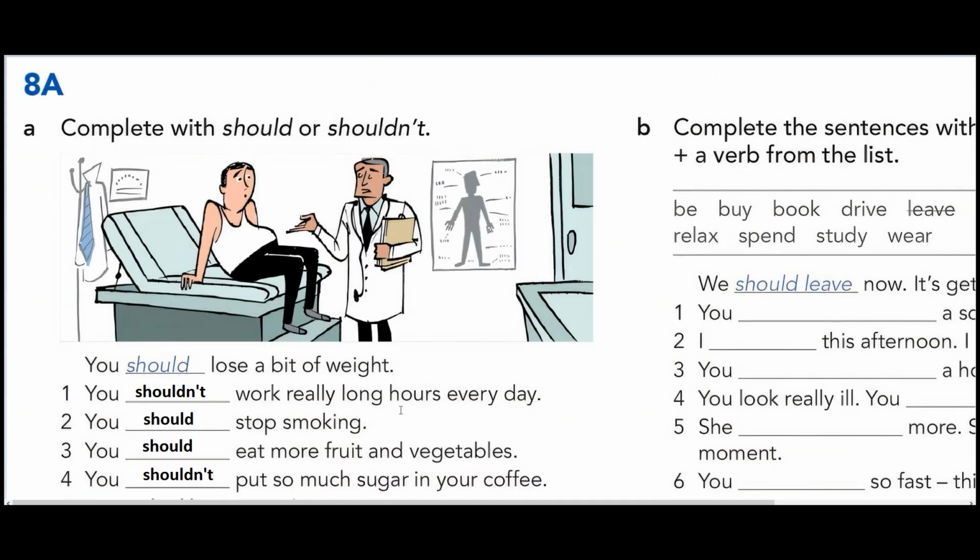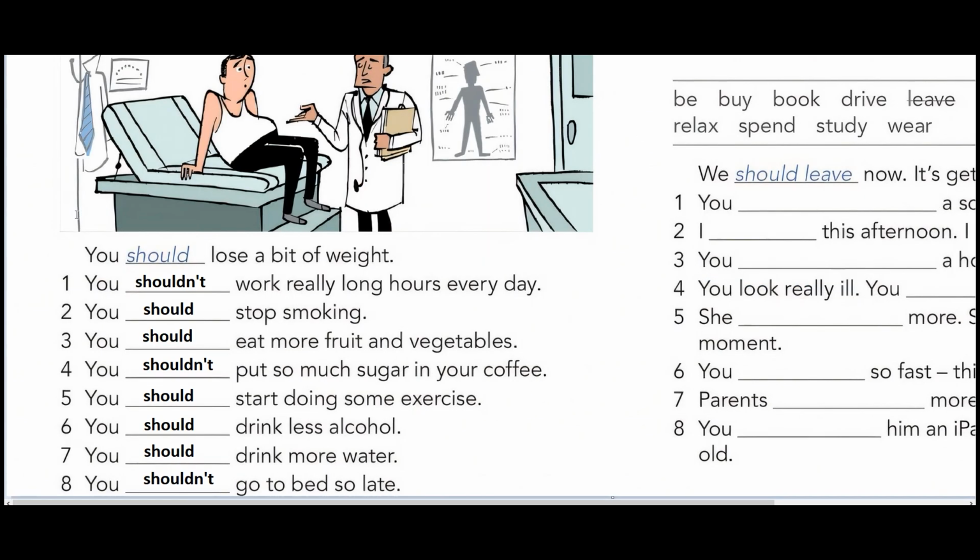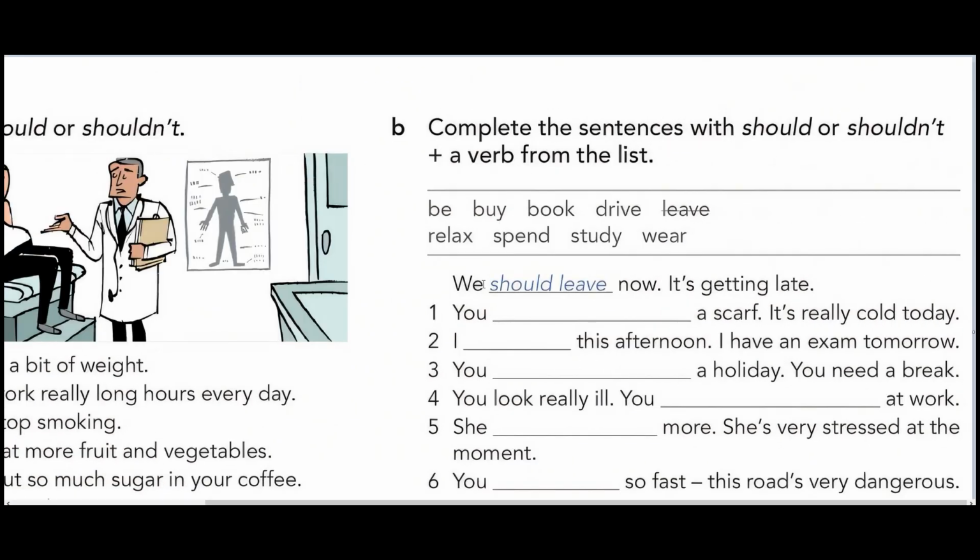So that was exercise A. Now let's move on and look at exercise B. Complete the sentences with should or shouldn't plus a verb from the list: be, buy, book, drive, leave, relax, spend, study, wear. We should leave now. It's getting late, so leave has already been used here. Number 1, a scarf, it's really cold today. A scarf is an item of clothing, so you should wear a scarf.